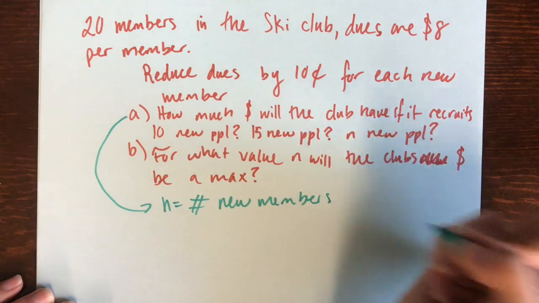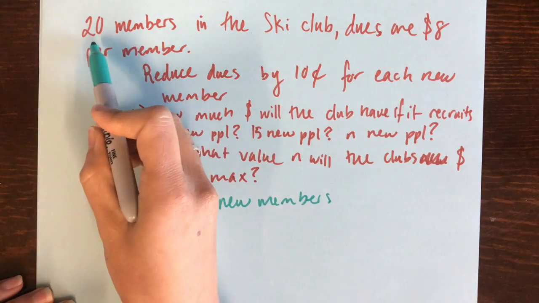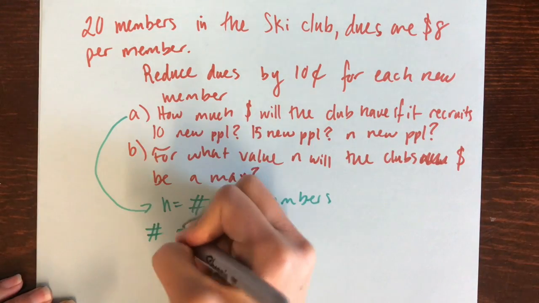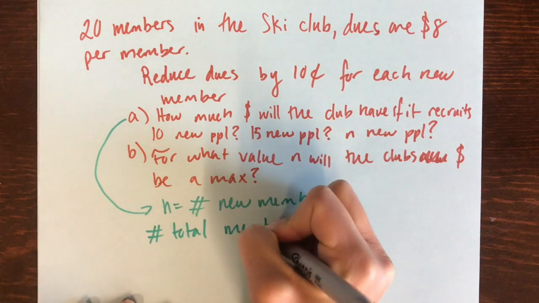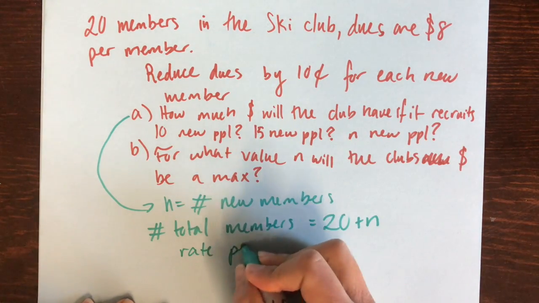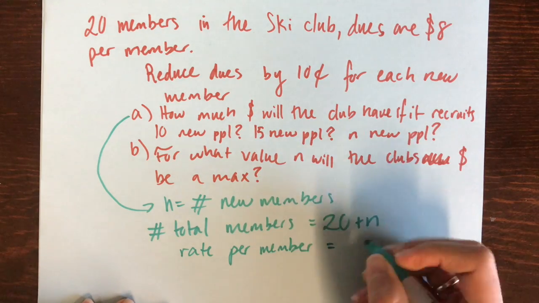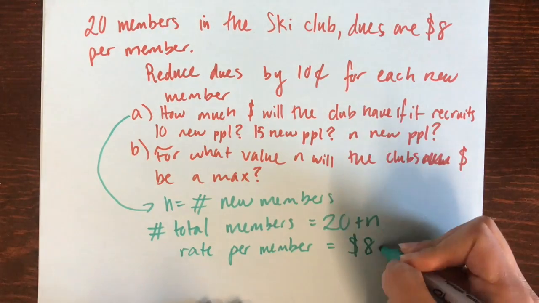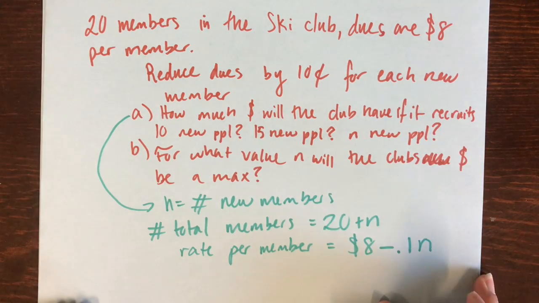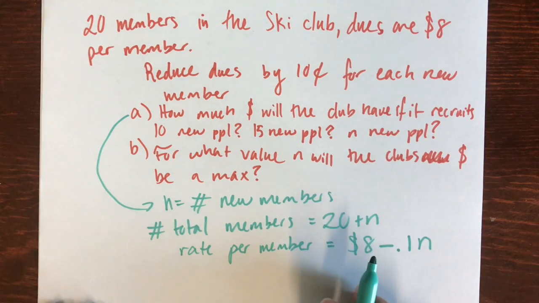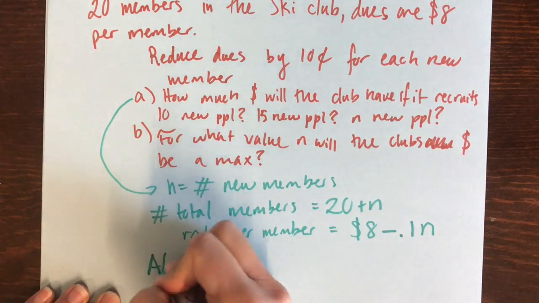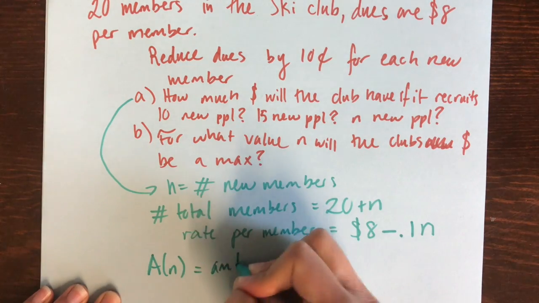So let's go ahead and map this out. n is the number of new members, and I also have the number of total members. The number of total members is going to be 20 plus n, because I start with 20 members, and then I'm adding n number of new members. Remember that the rate per member is $8, but then I'm going to subtract 10 cents for every new member. So I would do 10 cents times the number of new members. If there's 4 new members, I would subtract 40 cents. 10 new members, it would be $1, etc.